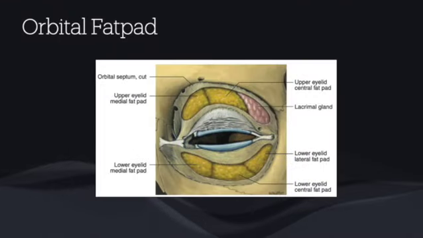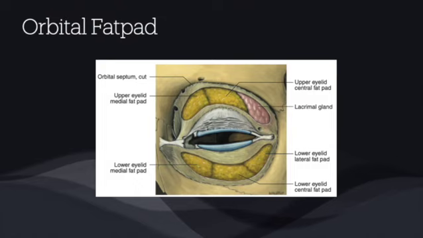Coming to orbital fat pad, it lies between the levator aponeurosis and the orbital septum. In the upper eyelid, there are two fat pads, that is medial fat pad and the central fat pad. In the lower eyelid, there are three, that is medial, central, and the lateral fat pad. In the upper eyelid, laterally there is lacrimal gland, which might be confused for fat pad.